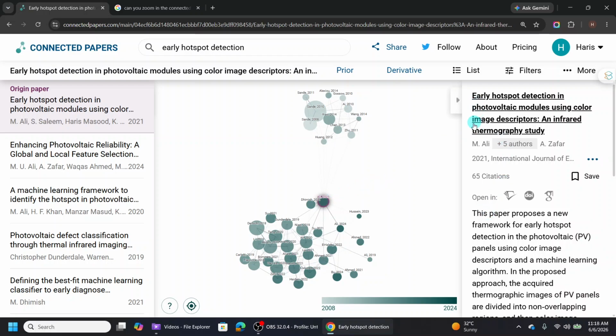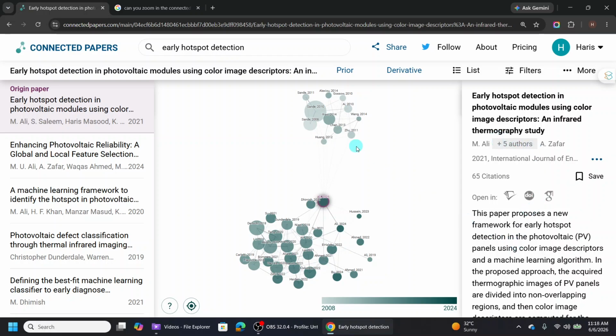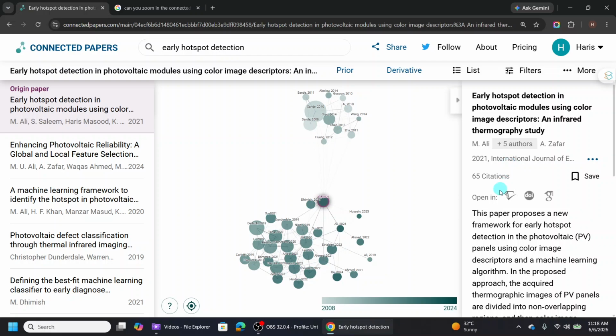Now, the third panel gives me the very basic information related to my origin paper. For example, the year of its publication, the journal name, the current citations, the DOI, and the basic abstract.